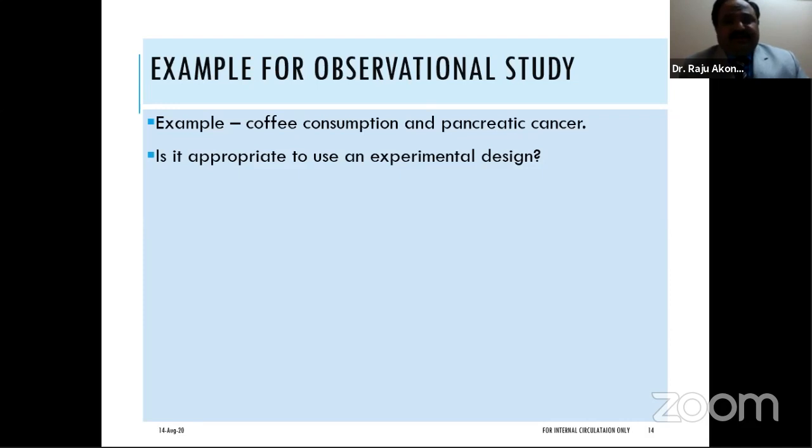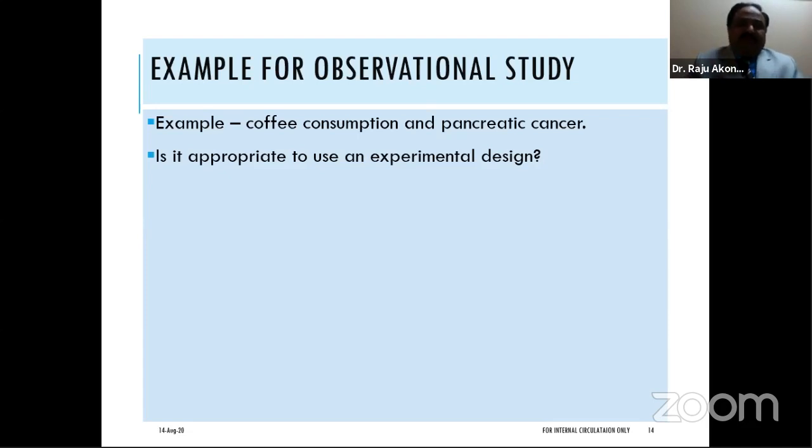If you want to do an experimental study, what do you have to do? You have to recruit the people, and then ask them to take coffee every day. Different groups of people will take different amounts of coffee, right? So low, medium, high. You can say three groups, for example. The low group takes less coffee, maybe 2-3 cups a day, the medium group will take 6-7, and the high group will take more than 10-15 cups of coffee every day, right?